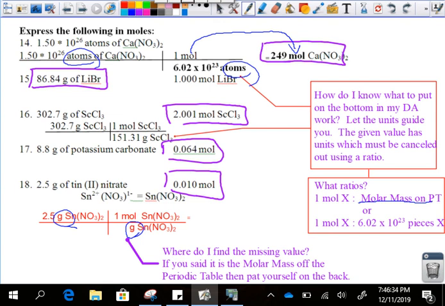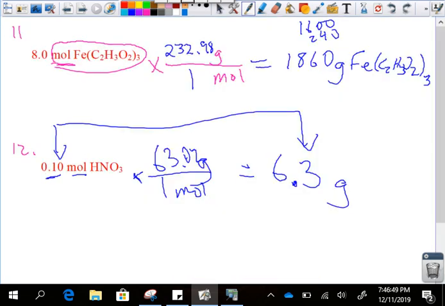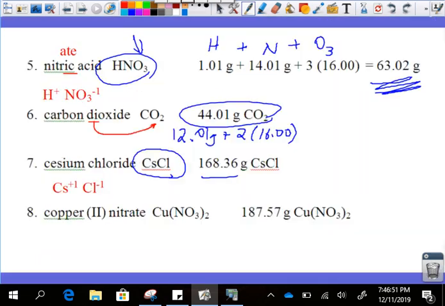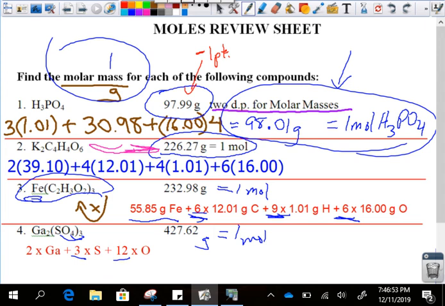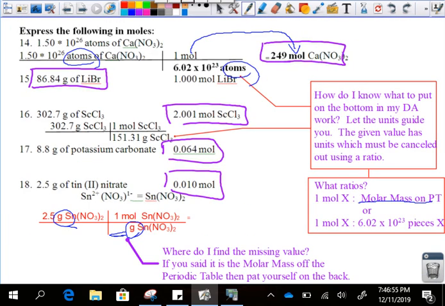I'm actually going to do question 17 on the next page, so I will skip that for right now. And number 18, the only piece that's missing here is that molar mass, which we would just need to fill in. I don't have that one either. That's annoying. Let's go to 17 though.